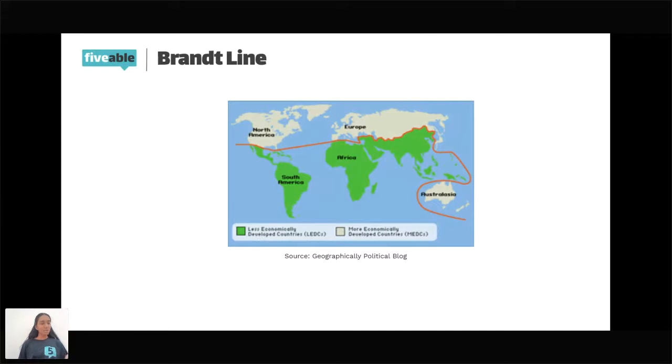Okay, so now this is the Brandt line, and it's still used today by geographers and economists alike. What it does is basically divide the wealthier developed North from the lesser developed South. So the North consists of North America, Australia, and Europe, and the South consists of South America, Africa, and South Asia. So the Brandt line is a really good visualization of general economic patterns across the globe.